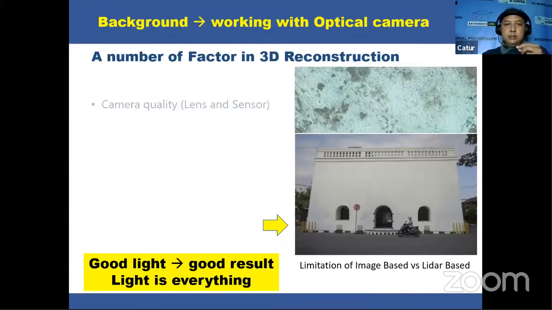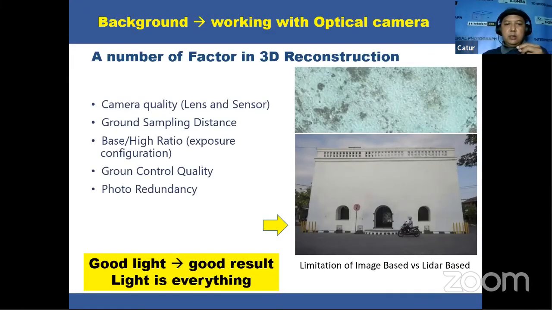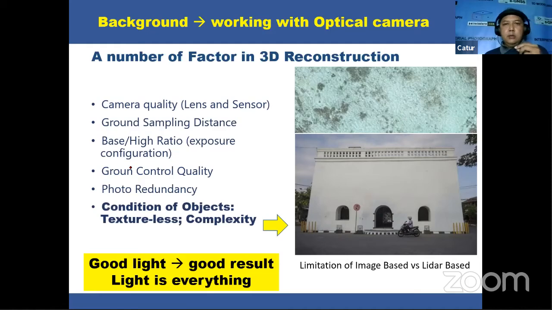This is the situation when we are working with optical. We always have problems with some kinds of objects like this. This is very homogeneous, so it's difficult to beat the laser. I think laser is okay for this, but because we need to keep the cost low and cost effective, I try to keep to the camera, not LiDAR.